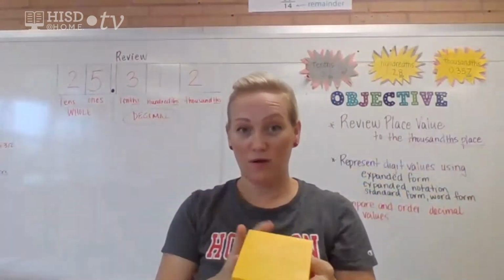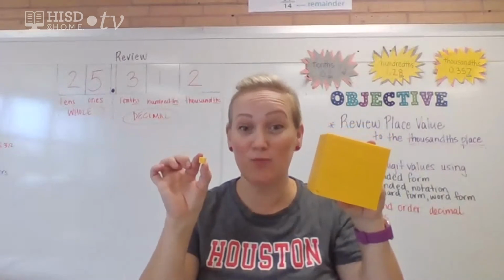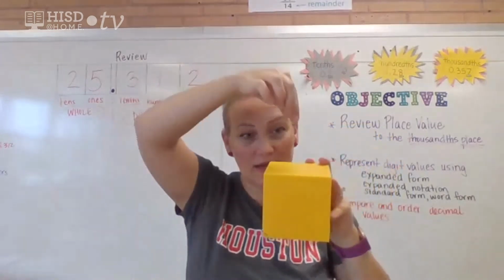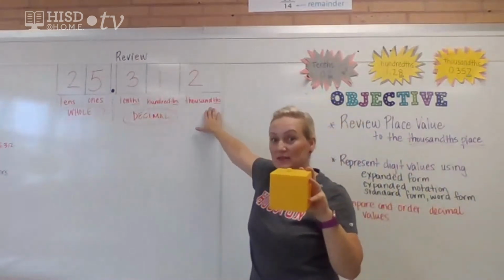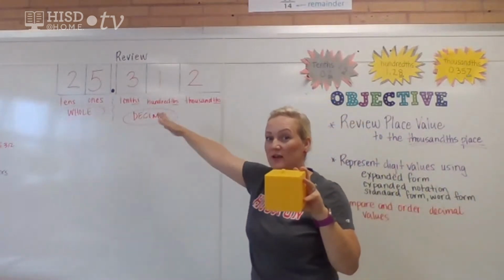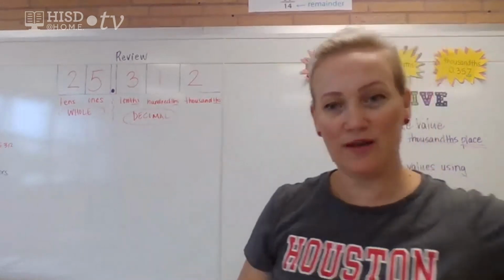So now this one's big and this one's tiny. It's not even small anymore. It's tiny. So I need a tiny 1,000 of these right here, thousandths, to fill up a whole. So that is why the numbers get smaller. Okay, great job on that review.